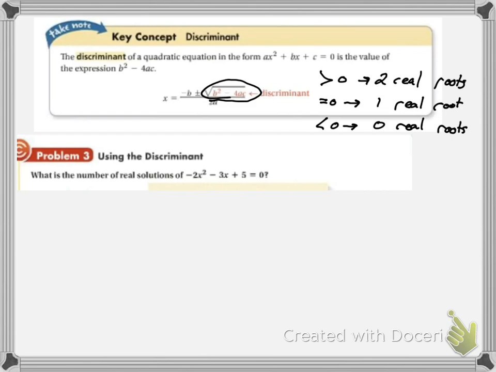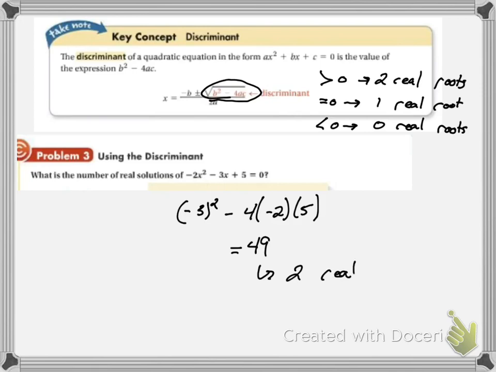So let's go ahead and do this. It's b squared, so negative 3 squared, minus 4 times a, which is negative 2, times c, which is 5. And again, this is just plugging it in. You're not taking the square root here. You're just trying to find out what number is underneath that square root. When I plug it in my calculator, that gives me 49 as my answer. And since it's 49, that's greater than 0, so we have 2 real roots.